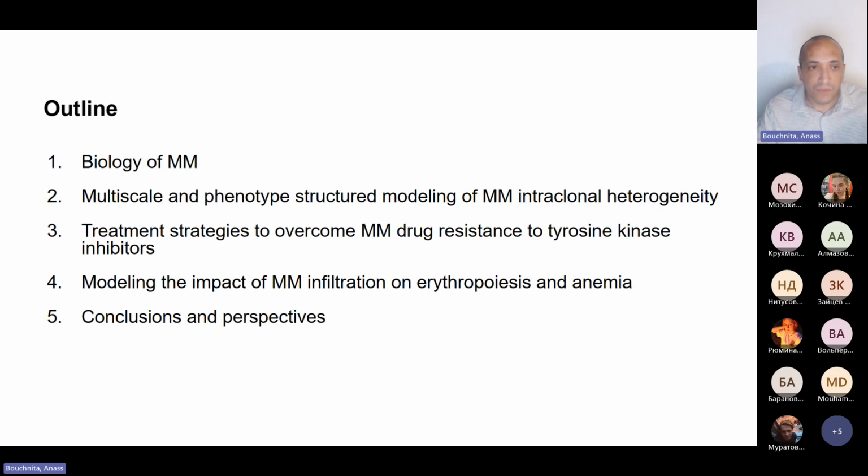Regarding the outline of this talk, I will start by talking about the biological background of multiple myeloma. Then I will introduce two different methods for modeling multiple myeloma intraclonal heterogeneity, which are multi-scale modeling and phenotype structured modeling. Then I will talk about another application of multi-scale modeling where we use different simulations to determine treatment strategies that overcome multiple myeloma drug resistance. After that, I will talk about some modeling works that we did for the infiltration of multiple myeloma and its impact on erythropoiesis and anemia. And I will conclude by talking about some general conclusions and also perspectives for future work.